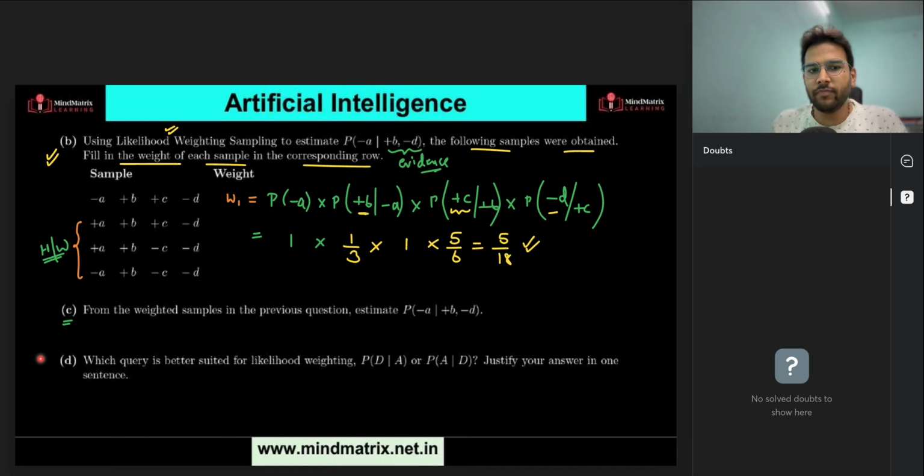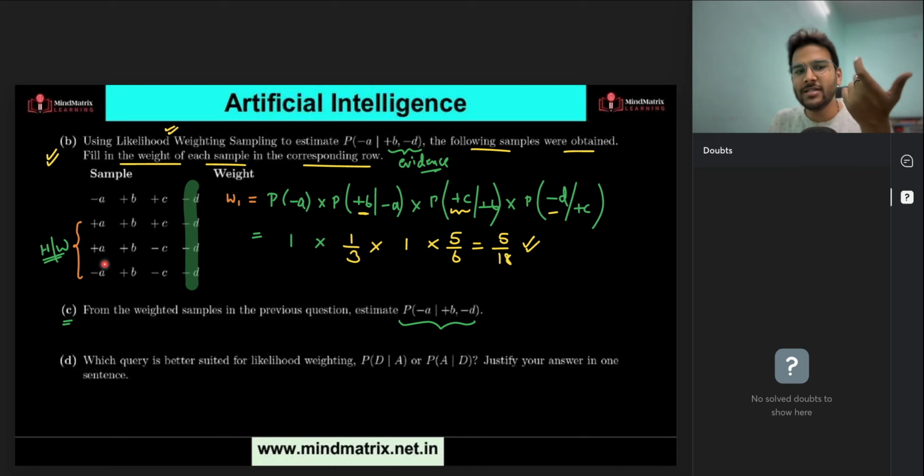So now the third part also you can solve. Once you have found the weights of all these samples, can you estimate this? That is simple. This type of question we have also solved. Yes or no? You have to consider those samples where the evidence is plus B minus D. In all the samples you have plus B minus D. That means you have to consider all.